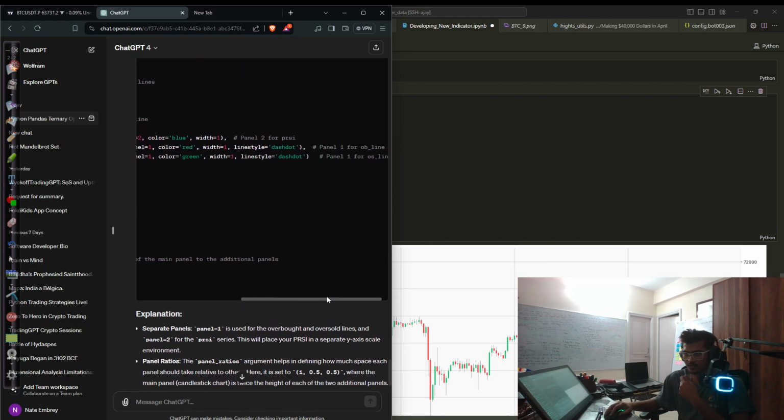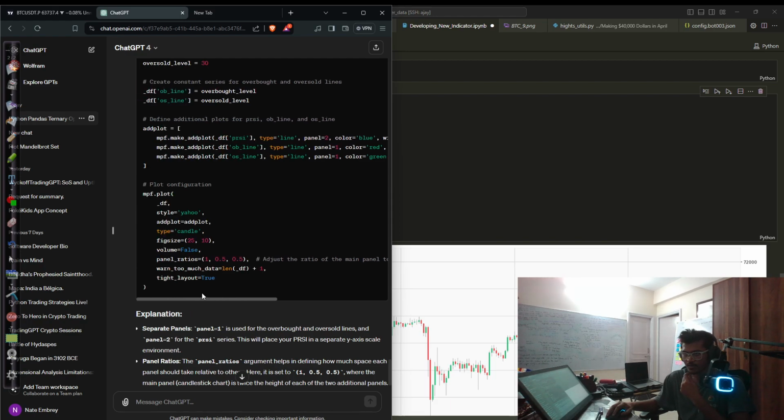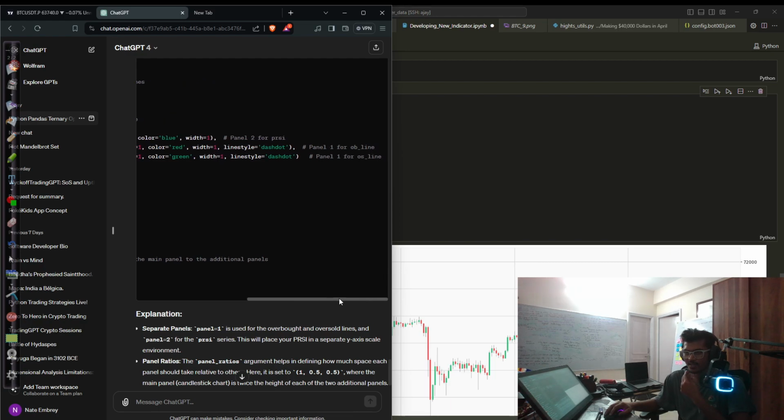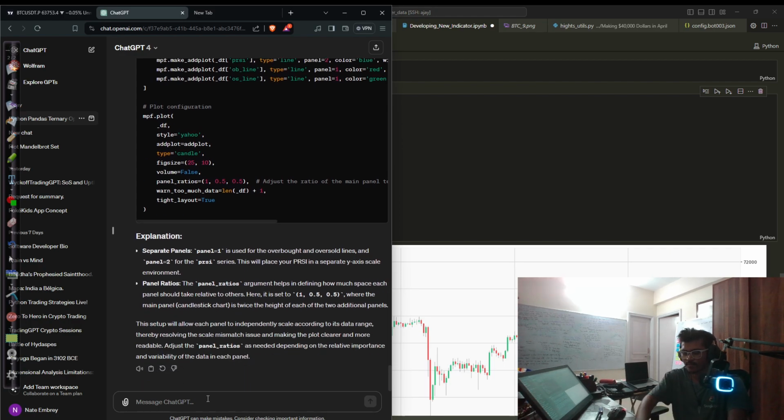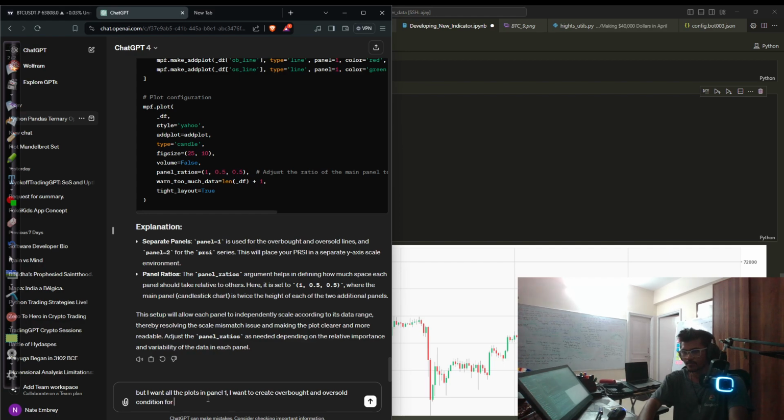Oh, panel ratios. So PRSI panel 2 now. Yeah, what the heck? I want all of it in one panel. Overbought and oversold conditions for RSI, and see it in one panel plot.